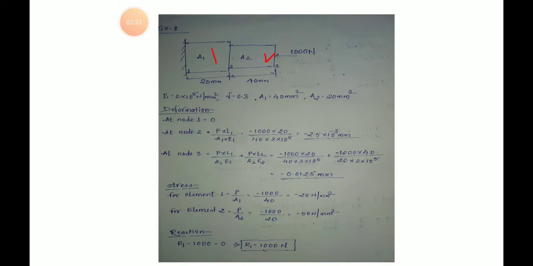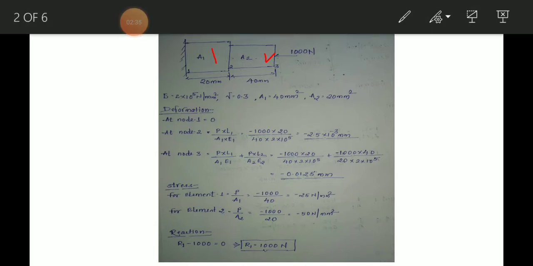Now at node 2, so this is node 2. What is the formula for deformation? PL by AE. I can say P into L1 divided by A1 E1. Fine. So P is how much? P is minus 1000. Why minus? Because it is a compressive load acting.